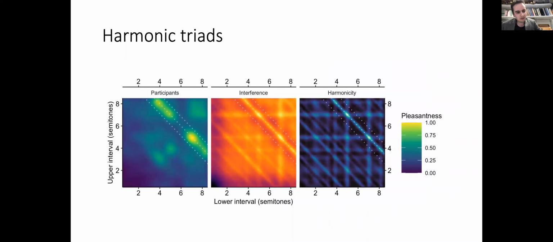And we can apply the same kind of visualization for our computational models. So here I've got outputs from the interference model and outputs from the harmonicity model. And we can see that the outputs of both the interference and the harmonicity model have this octave diagonal as well, this clear consonance of chords where the bottom tone is an octave away from the top tone.